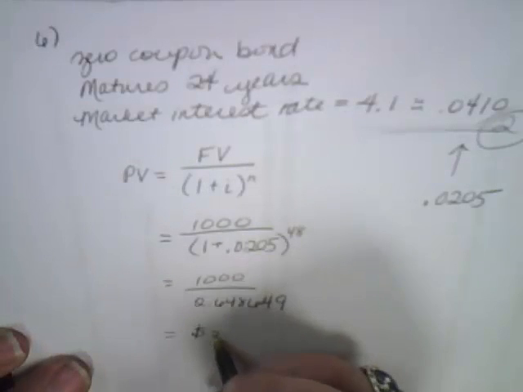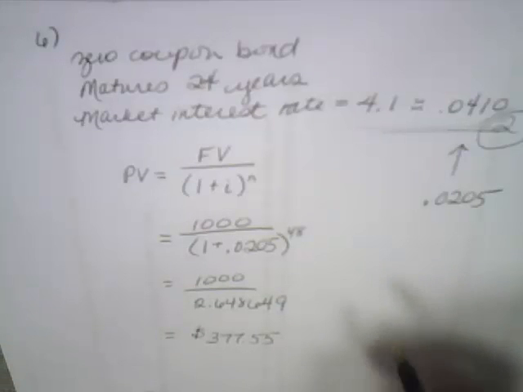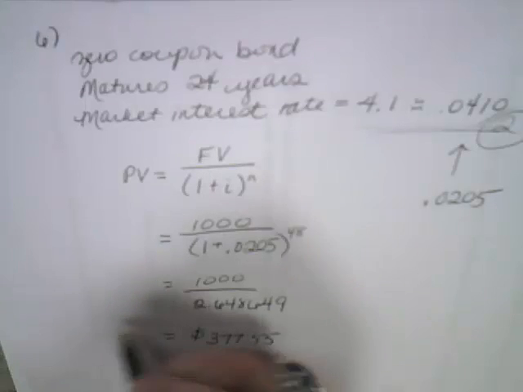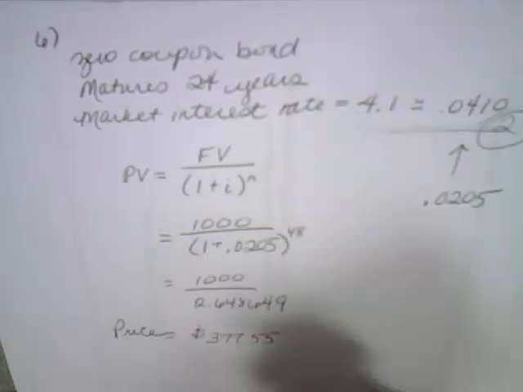Which is going to give us $377.55. And this is going to be the present value, or the price, of the zero coupon bond.